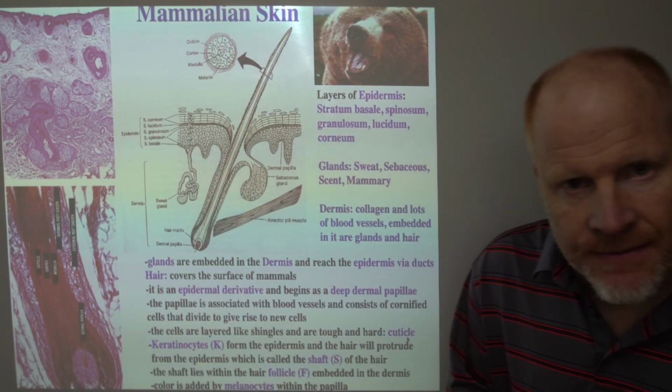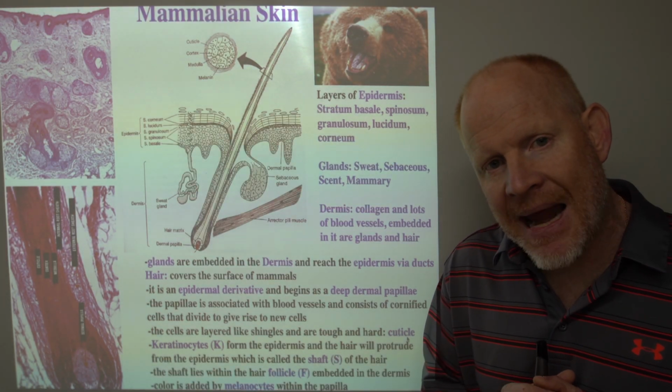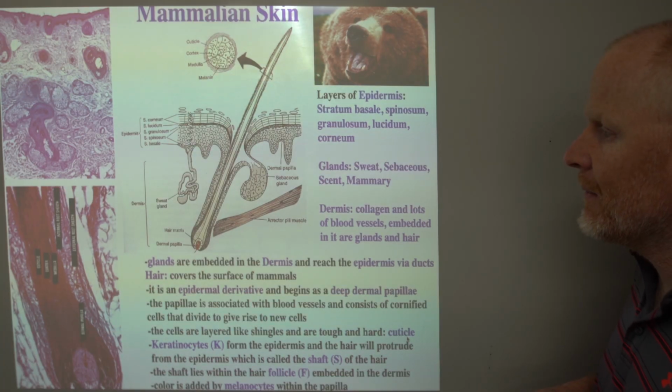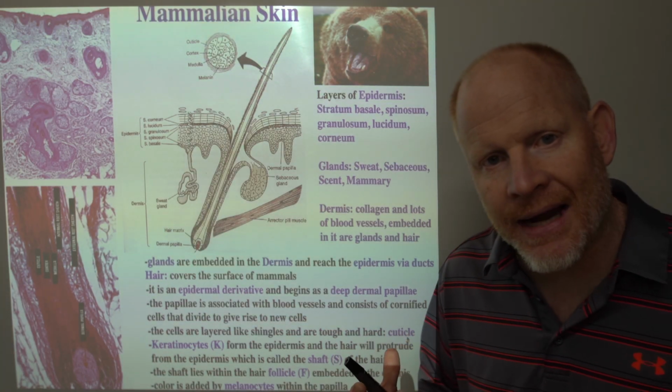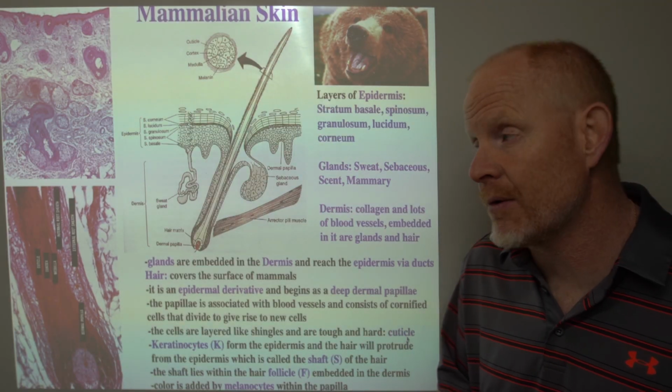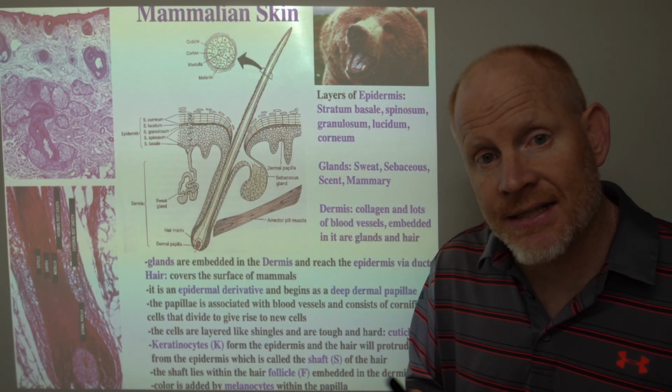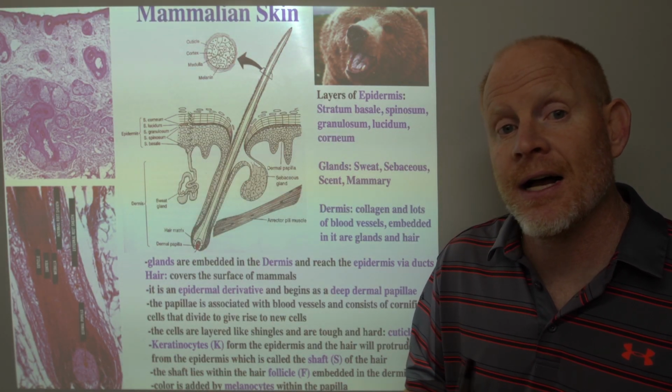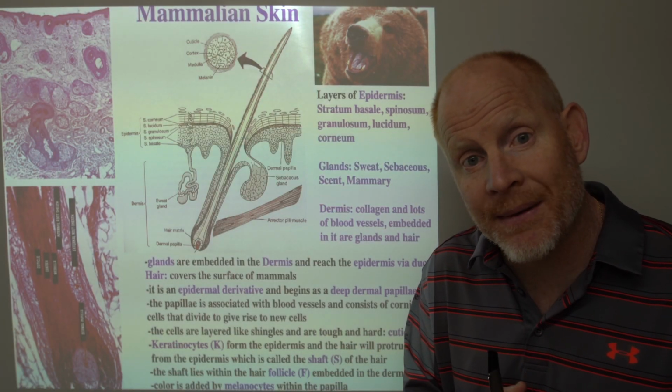Okay, so that's birds and their skin. Let's talk about mammals now. So mammals, the major derivative is hair, right? And we have a bunch of multicellular glands also that are associated with the skin. We have sweat glands in some mammals, and then we have wax glands, which are called cerumen glands.